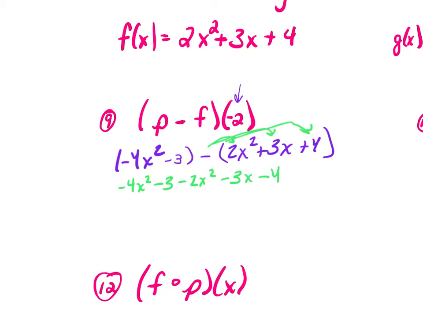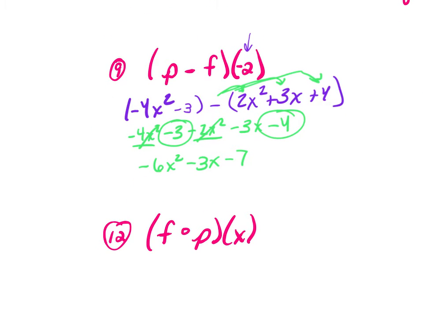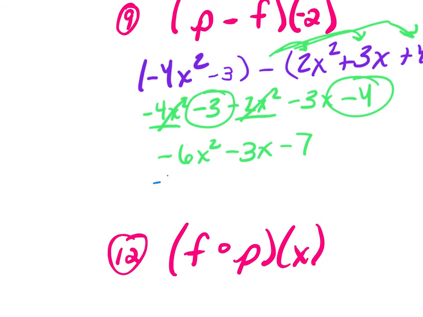Questions on that? So I have negative 4x squared and negative 2x squared gives me negative 6x squared. I have a minus 3x, and then I have a minus 3 and a minus 4 gives me minus 7. Everybody agree? Now they told me they want me to plug in the number negative 2. So I'm now going to evaluate this using negative 2. Negative 2 squared is 4, so negative 6 times 4 is negative 24. Negative 3 times negative 2 is plus 6 minus 7.